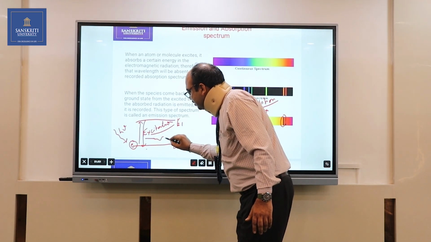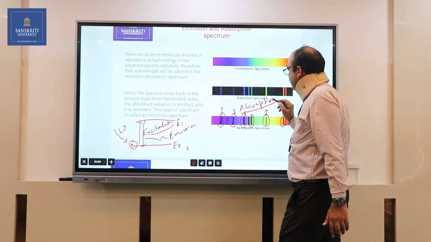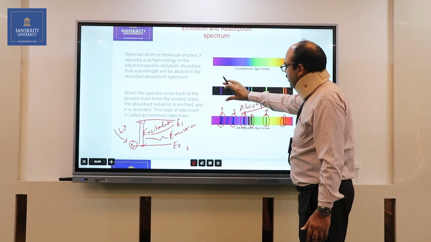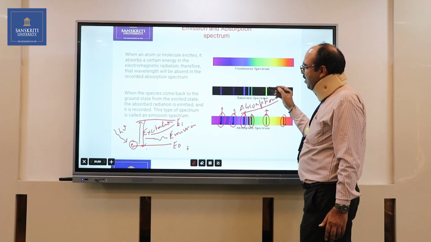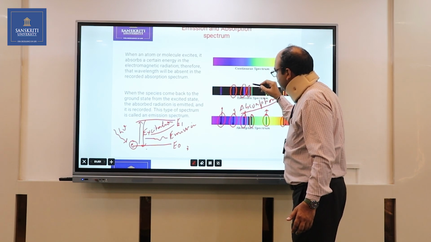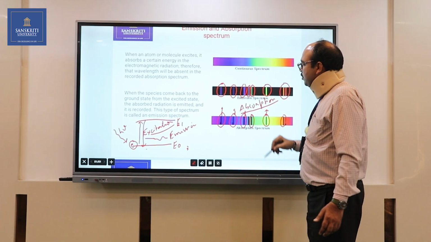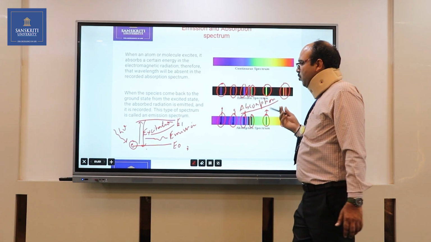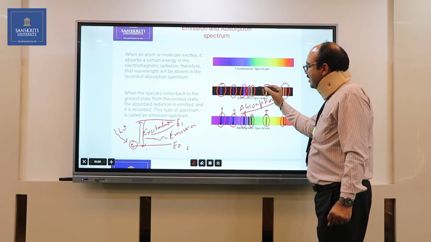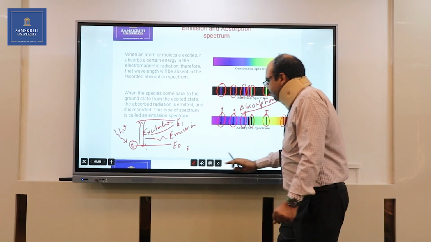And when they come back to their original state, that is the emission. If you see an emission band, there is a completely black spectrum and colored strips, which tell us about the emission of those wavelengths of radiation. When the species come back to the ground state from the excited state, the absorbed radiation is emitted and recorded as colored strips, which is called the emission spectra.